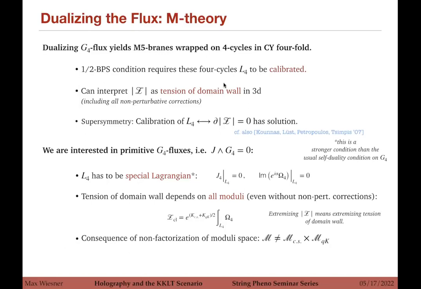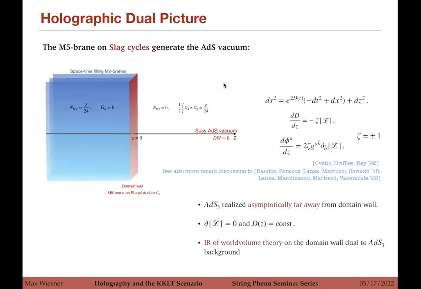Notice that this special Lagrangian condition is a much stronger condition than one would usually assume with flux compactification, which would be just a self-duality condition on G4. But here we really say, okay, the full theory, if we take into account all non-perturbative corrections, if we want to have a non-trivial AdS vacuum, should correspond to an M5 brane on a special Lagrangian cycle. So the M5 brane on these special Lagrangian cycles generates the AdS vacuum.